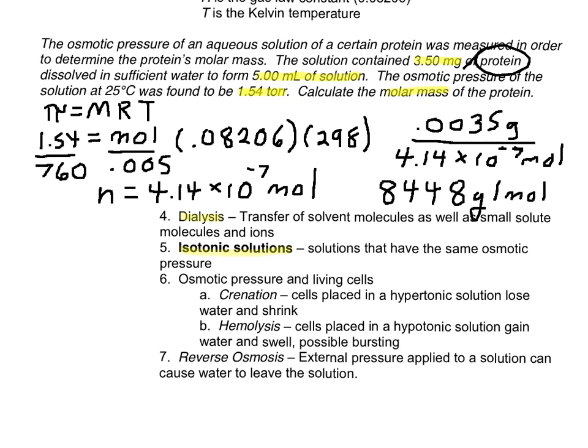If they let out a lot of water, this is called crenation. This is when the cells release a lot of water, and they start to shrivel and shrink. Hemolysis happens whenever the cells take in a lot of water, and sometimes they can burst. They can actually blow up. This can happen with blood cells sometimes, which is really interesting.